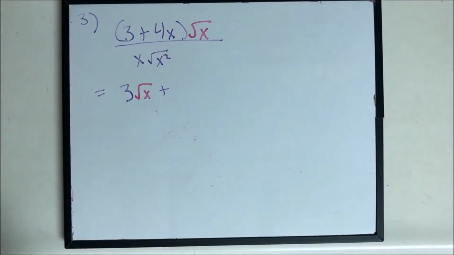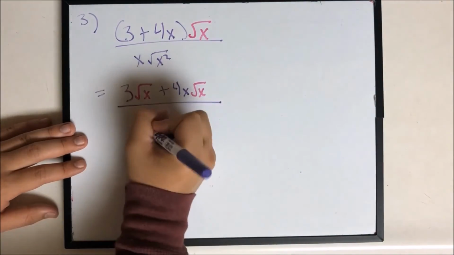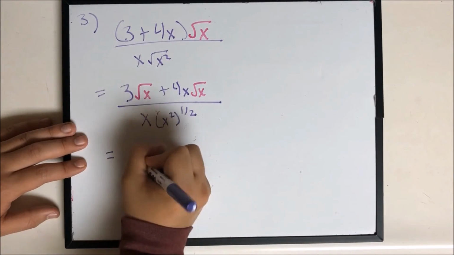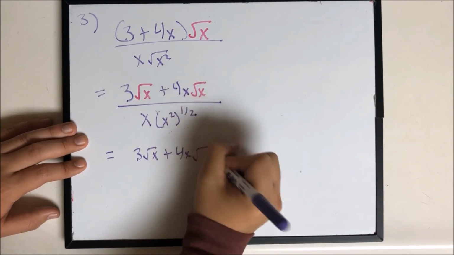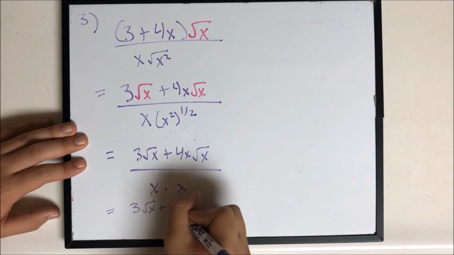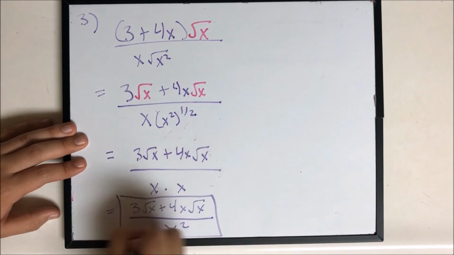In the numerator, you can distribute the square root of x. The denominator is equivalent to x times x squared to the 1/2 power, which then simplifies to x times x, which can be simplified again to x squared. This then yields 3 times the square root of x plus 4x times the square root of x all over x squared, which is our answer.